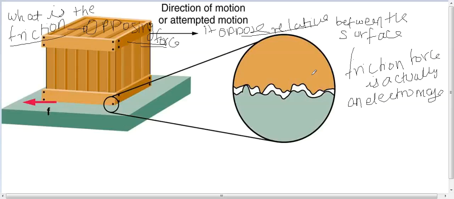But you should slightly know that the actual shape of the surface is like this, and due to it friction is generated. If you want to study more, go through any book, NCERT, even HC Verma, and you will read about this. So this is the main reason for the generation of friction.